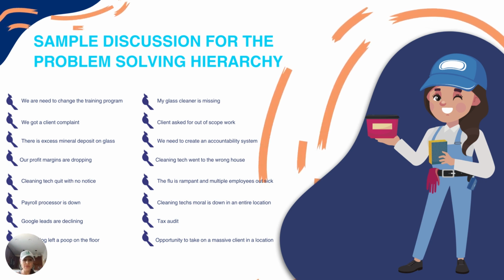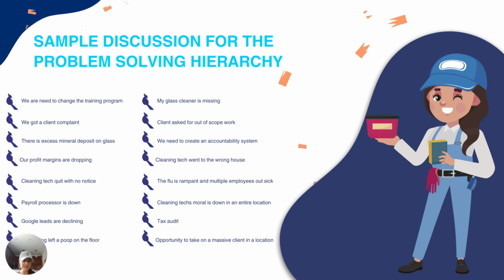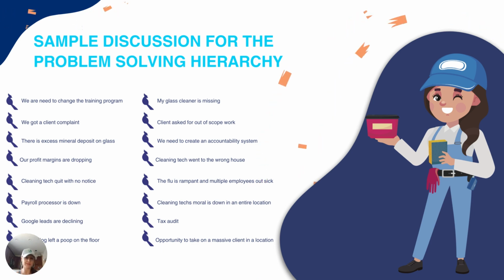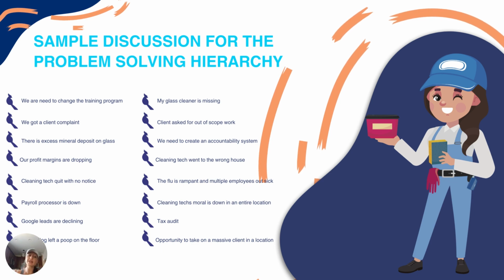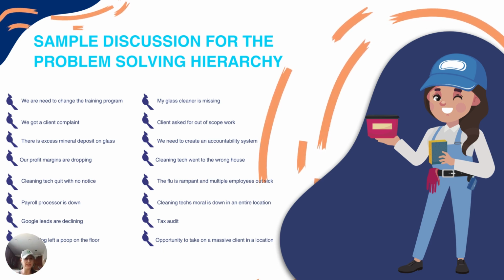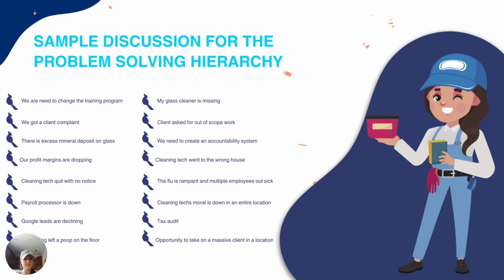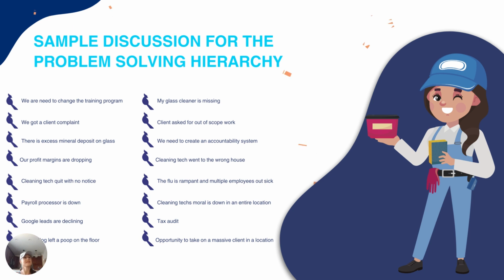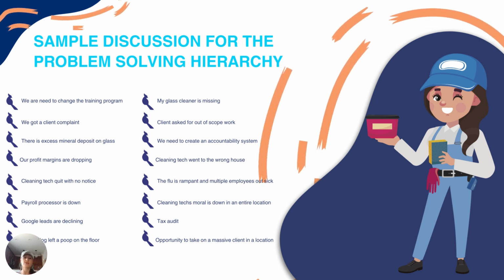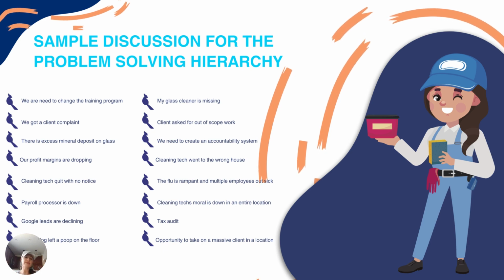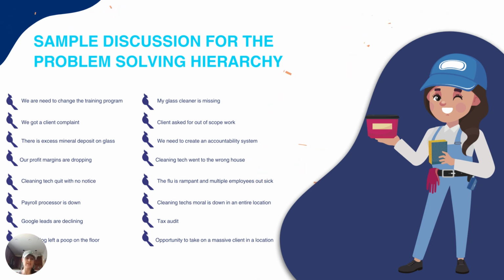All right, we got a client complaint. This is a supervisor problem. The techs aren't supposed to be dealing with the complaints. It's the supervisor that should be dealing with the complaint. It could get escalated up the management chain depending on the complaint, but it's going to start with the supervisor solving that problem. Right. There is excess mineral deposit on glass. It's going to be your cleaning tech. That's their problem to solve. They could bring it up to their supervisor if they need help, but generally they can solve that problem.